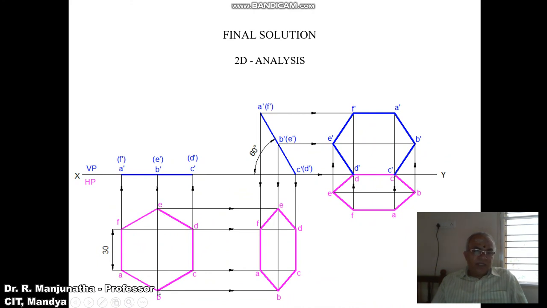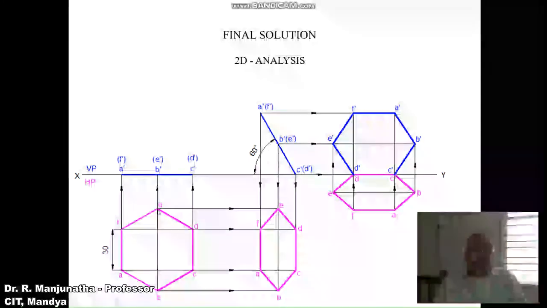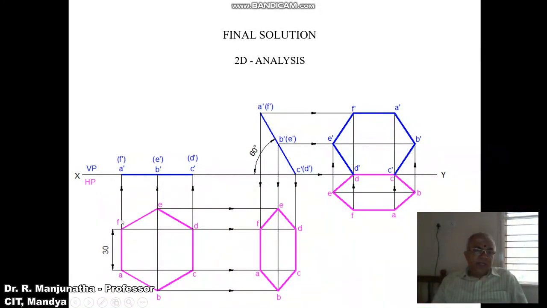Then with B as center, taking the radius of 30 by using the compass, cut an arc on the circumference of the circle on this side and also on this side. Similarly, with E as center, take the same radius of 30, cut an arc on the circumference of the circle on the left side and also on the right side, so that you get these 2 points. Then name them A, here C, here D and here F. Then join A to B, B to C, C to D, D to E, E to F and F to A with a dark line.